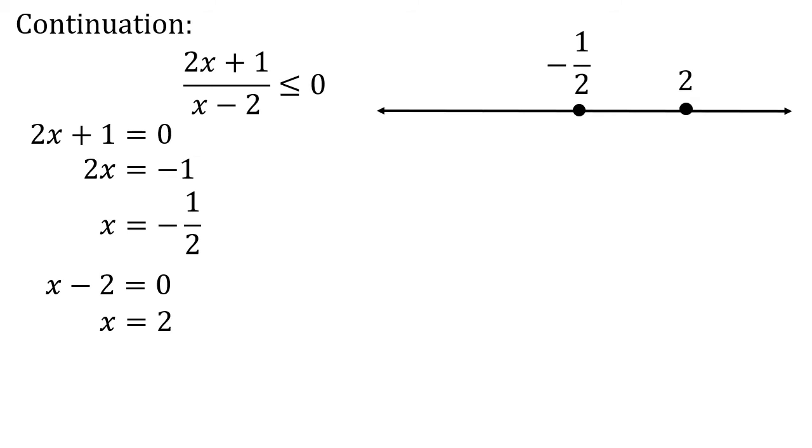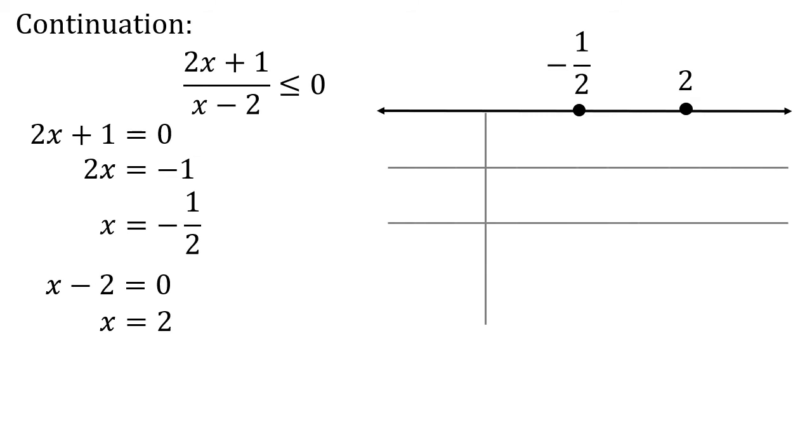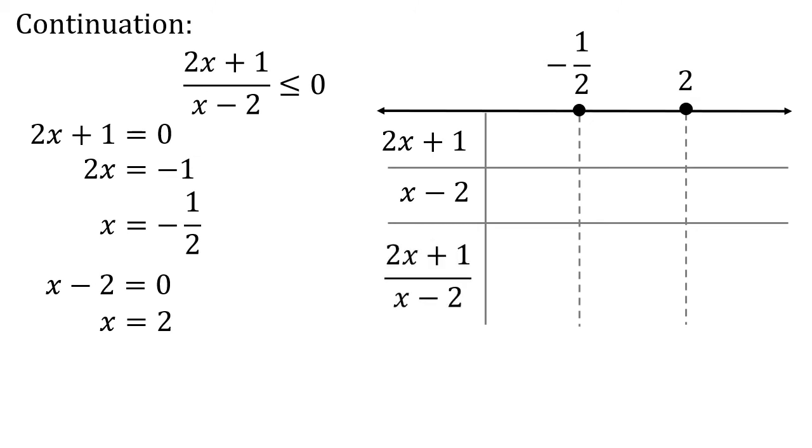So please place the critical numbers properly on the number line. Then, make another line here again. So 2 lines. And then a broken line from our critical points. Then the numerator 2x + 1, the denominator x - 2, and the rational expression (2x + 1)/(x - 2). Okay? So 2x + 1 will be 0 if x is -1/2. x - 2 will be 0 if x is 2. Okay?